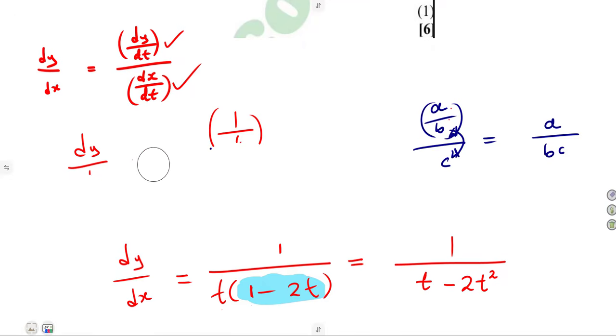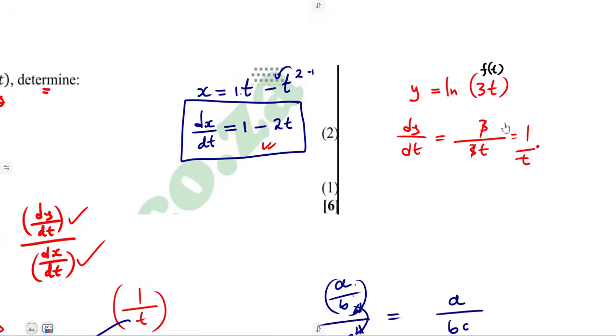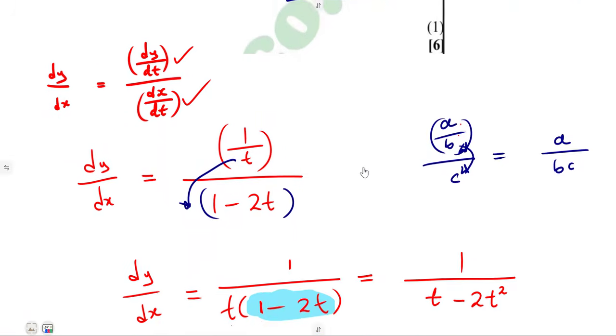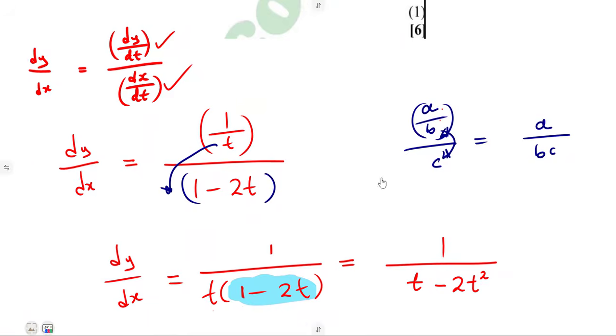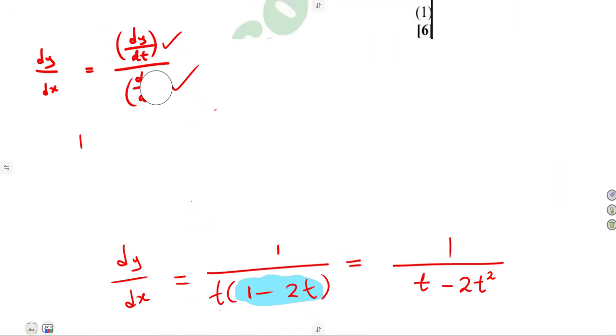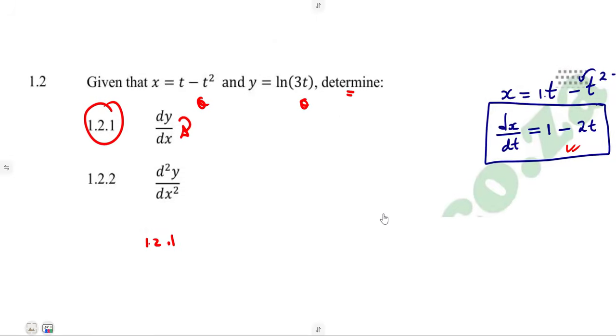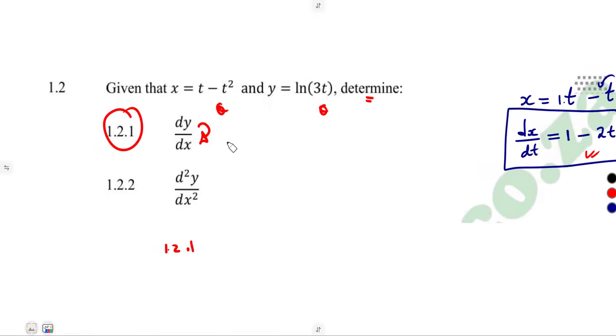So these are the steps. You just need to find this, then substitute into your formula, or you can use another formula like I explained before, which is one and the same thing. Let me keep my answer here, because I'm going to need this one to answer the second question. So here we obtained 1 over t minus 2t squared.